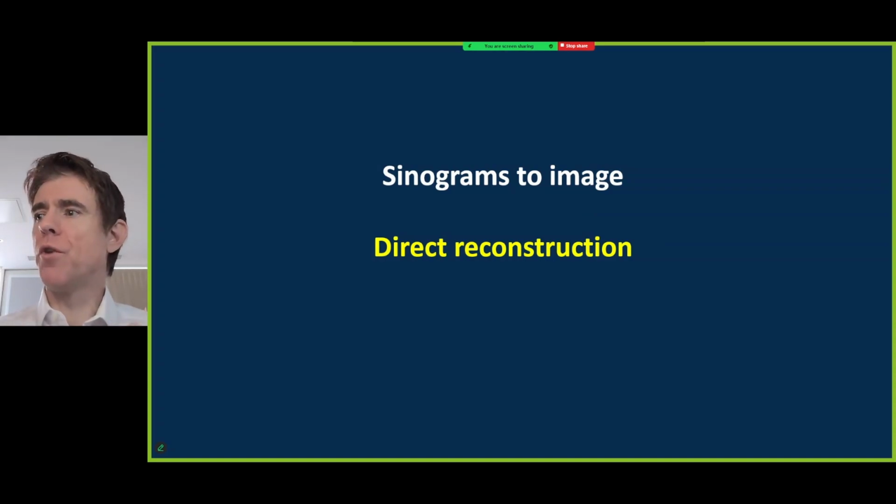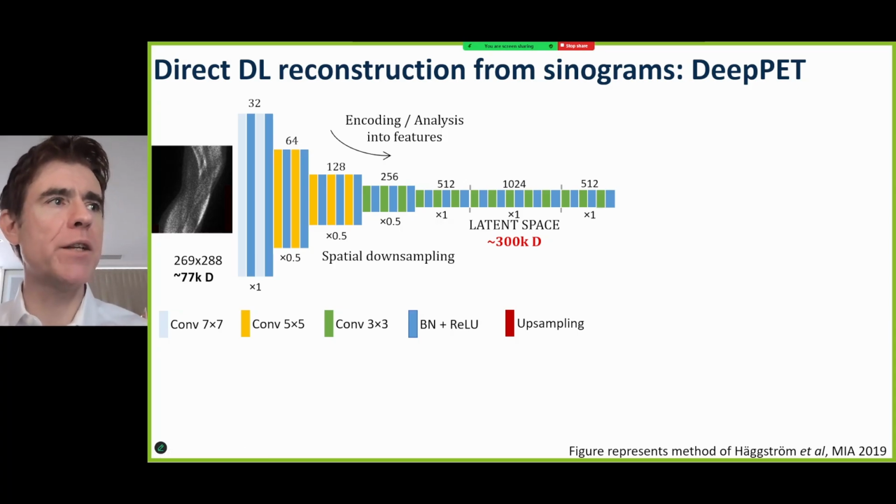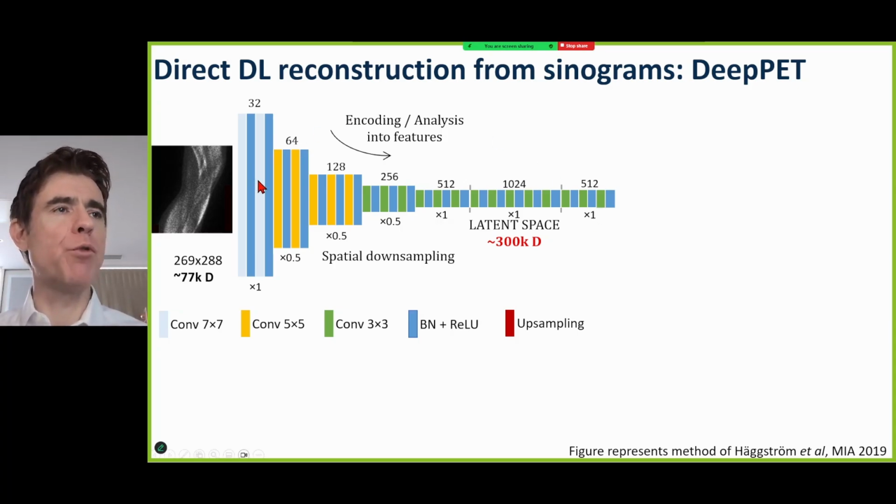Okay, so let's move on then to going from sinograms to images. Perhaps the most famous example of this for PET reconstruction is the so-called DeepPET architecture. By using, I think, hundreds of thousands of training pairs, they end up with the following network where you can put in a 2D sinogram. Here I'm showing the dimensions of the sinogram they used. So this is like a point in a 77,000 dimensional vector space.